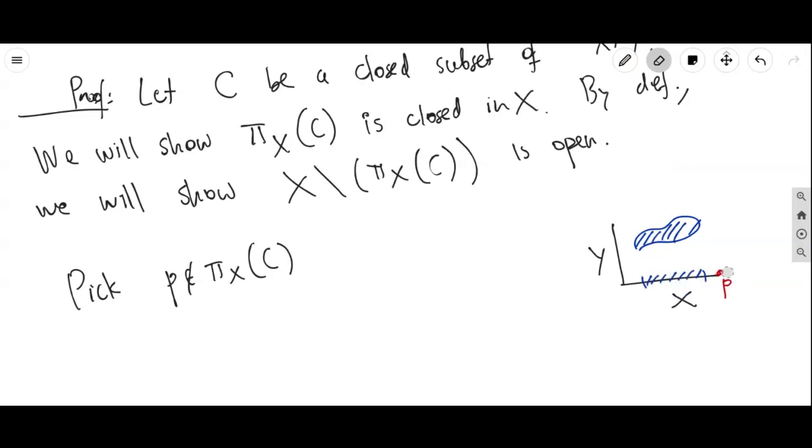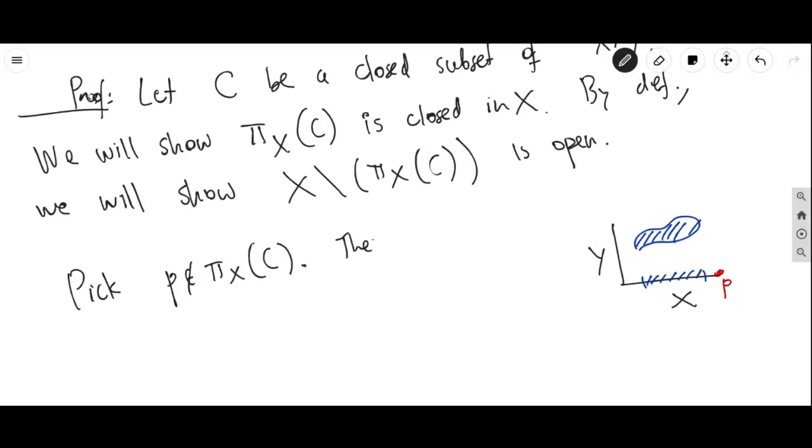We want to prove this is closed. So the idea is we're going to pick a point, and then we're going to try to find an open set that contains it but does not intersect. Right? We want to find an open set that contains it but does not intersect. That's by definition of what it means to be open. Okay, so what do we do next?